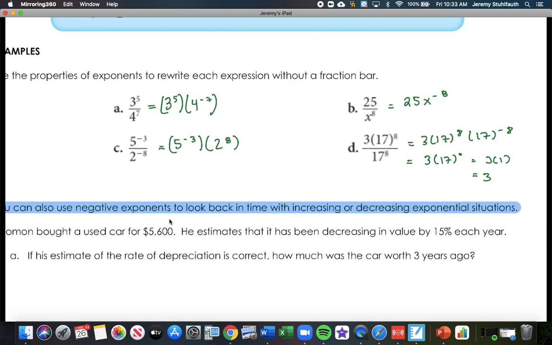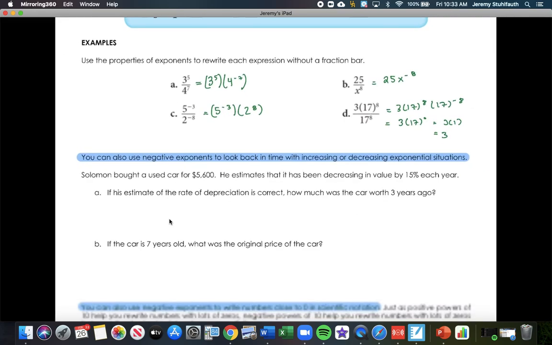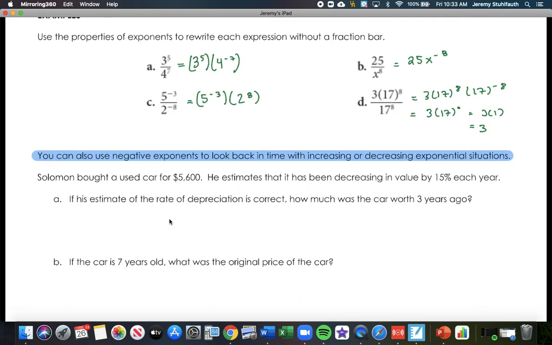Now, we can also use negative exponents to look back in time with increasing or decreasing exponential situations. So, Solomon bought a used car for $5,600. He estimates that it has been decreasing in value by 15% each year. If his estimate of the rate of depreciation is correct, how much was the car worth 15 years ago?